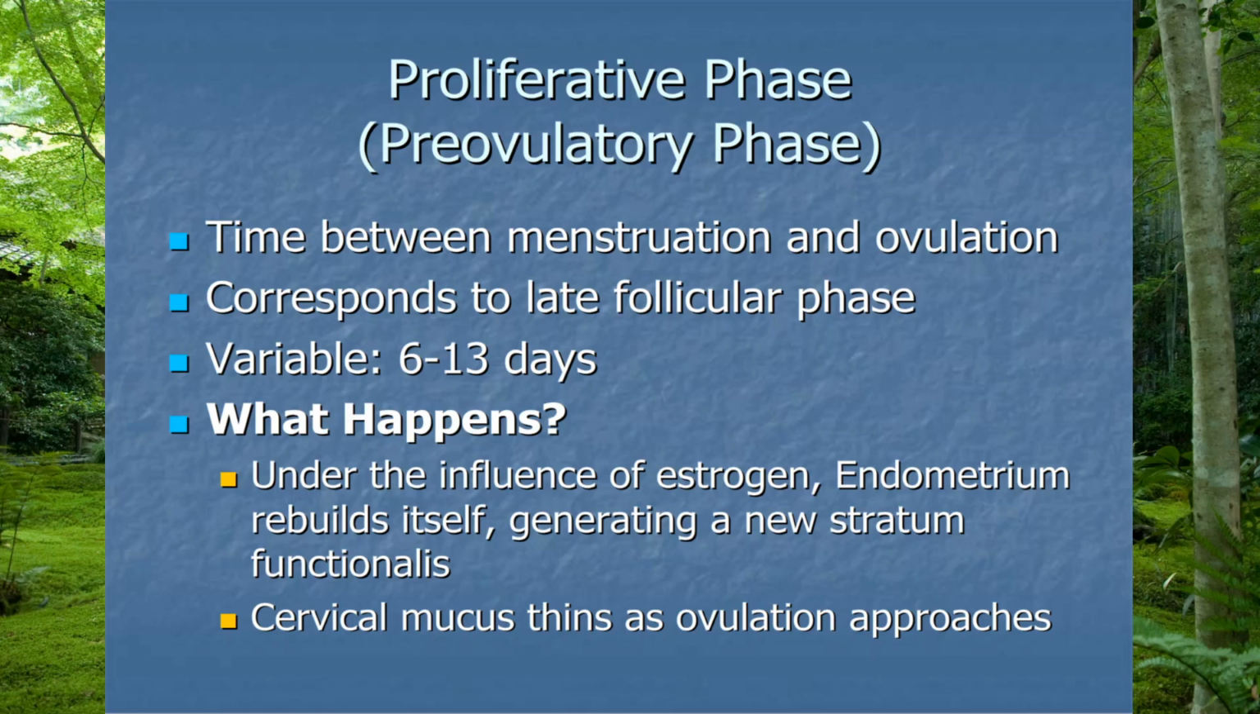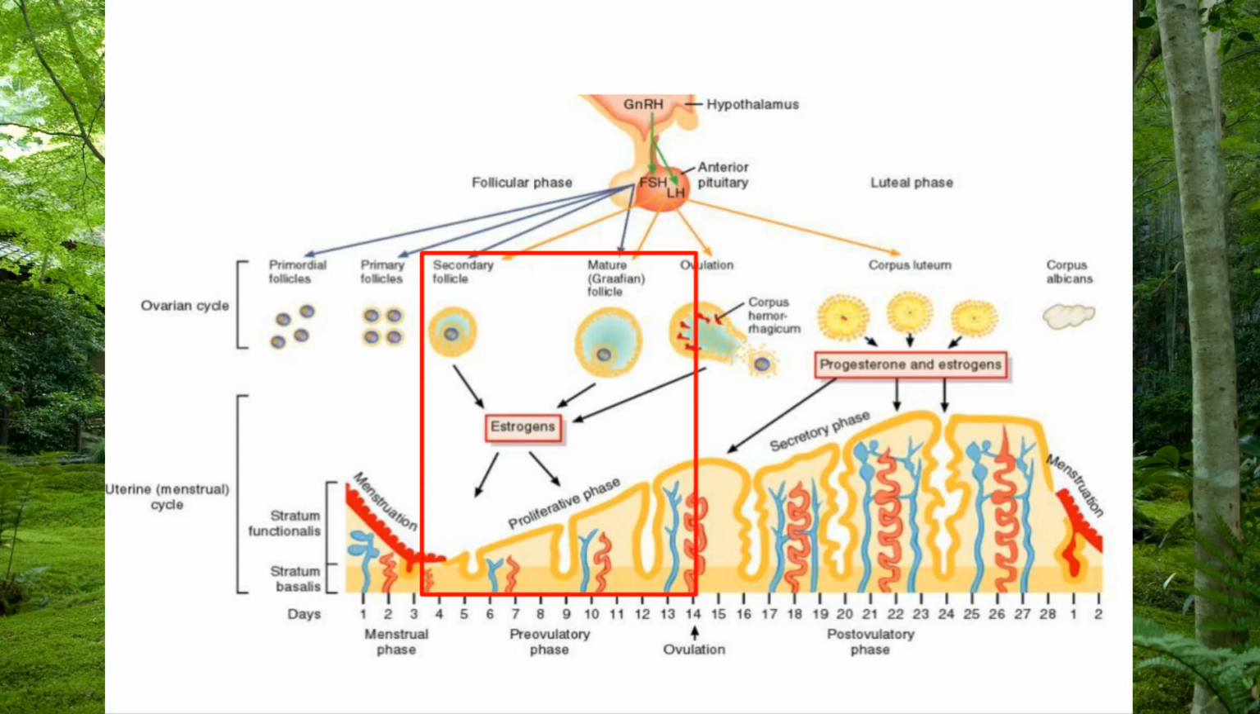So once again, here's a picture of what's going on in the proliferative phase. You can see that the uterine lining is starting to build up in thickness under the direction of estrogens. Remember, the estrogens are being secreted by the developing follicles under the direction of FSH and LH.